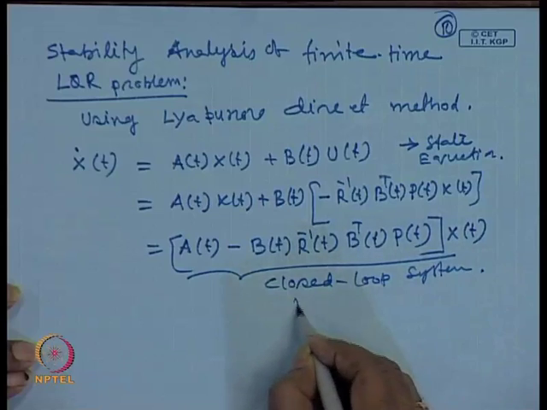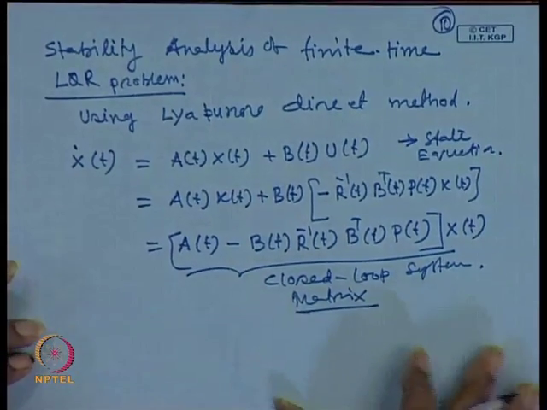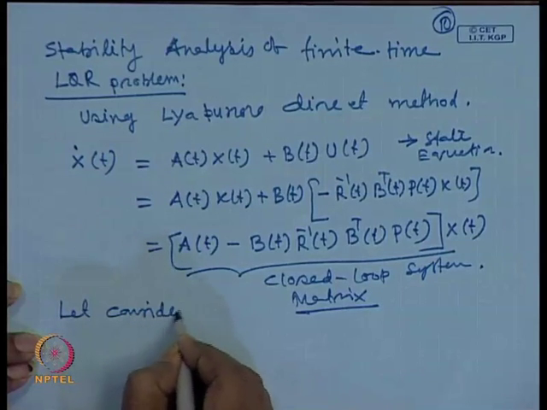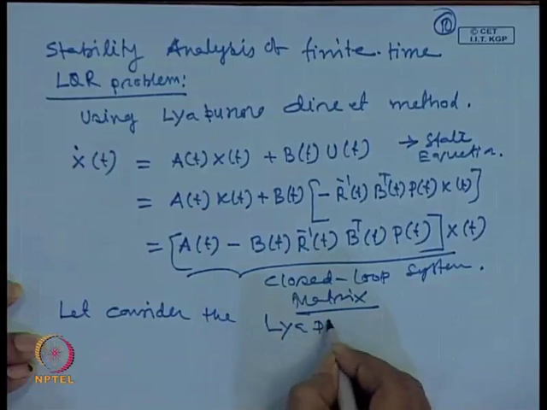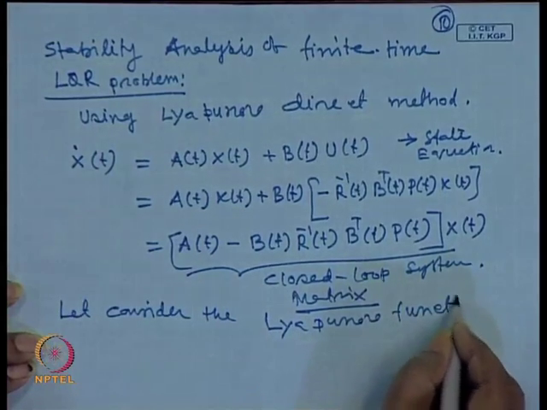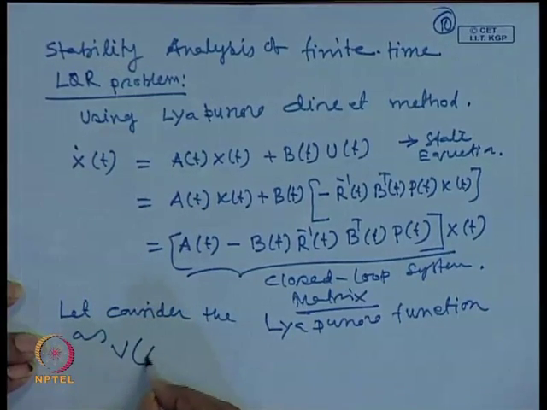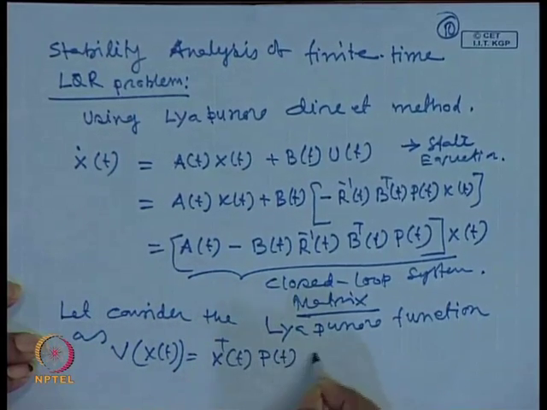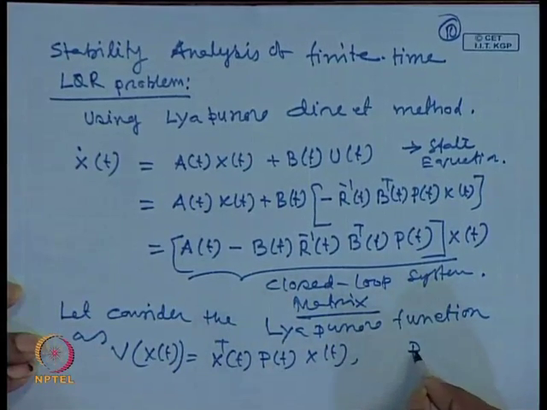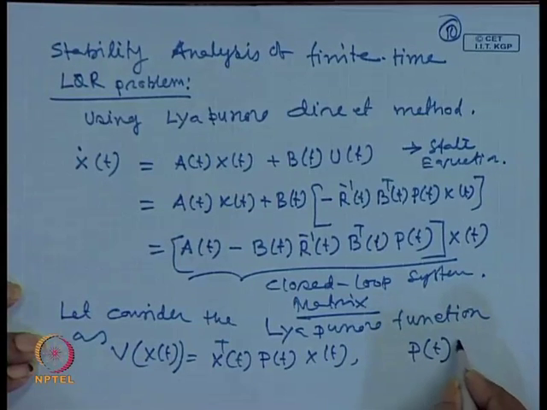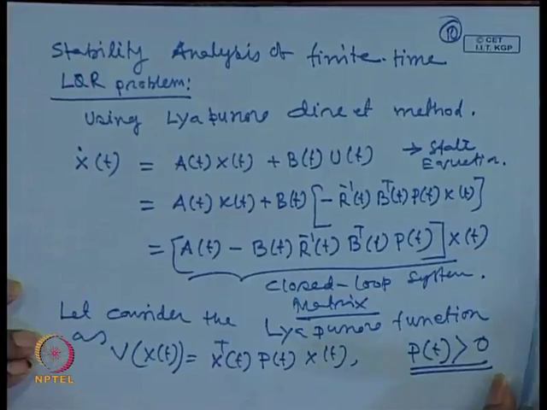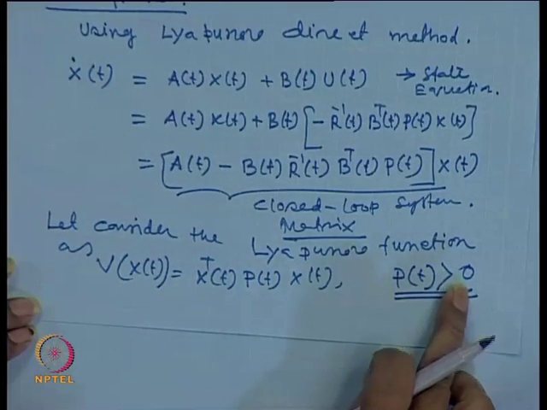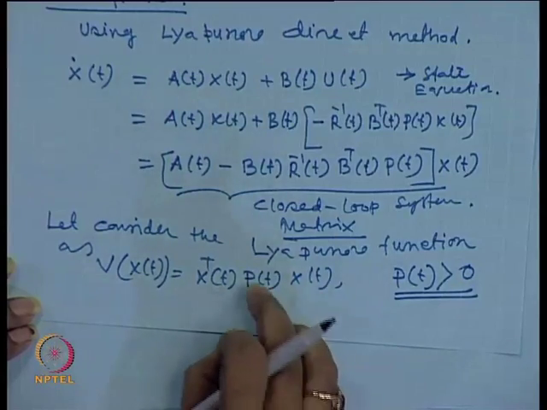This is our closed loop system matrix. Now, I want to study the stability of this system. Let us consider the Lyapunov function V of x of t is equal to x transpose P of t x of t, where P of t is a positive definite matrix. For this function, when P is greater than 0, the value is always positive for any value of t.